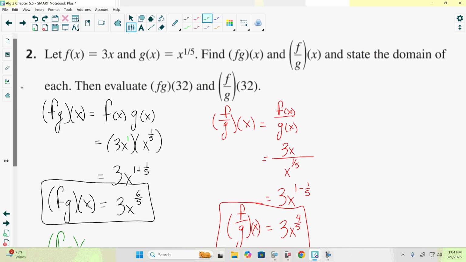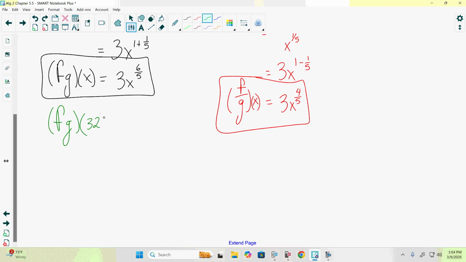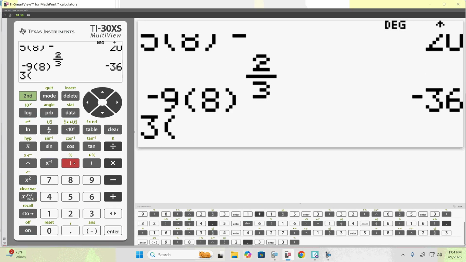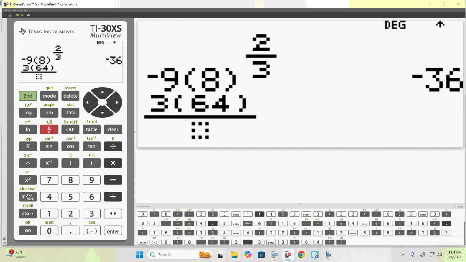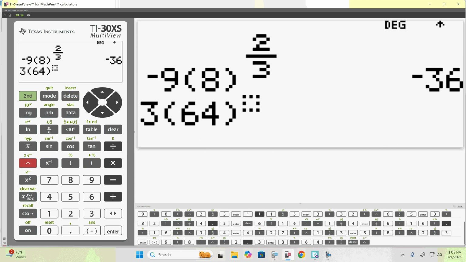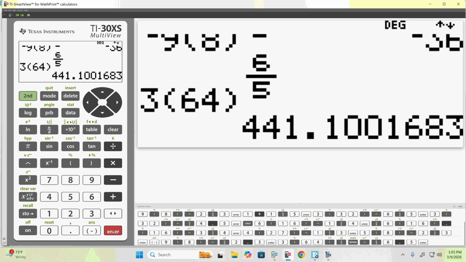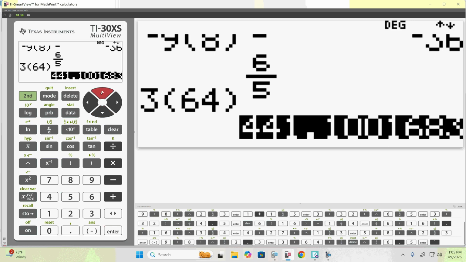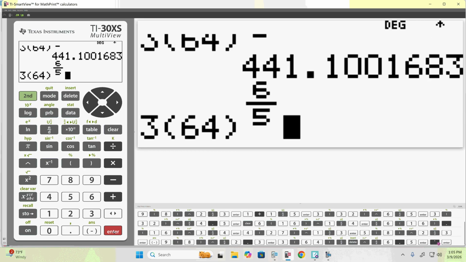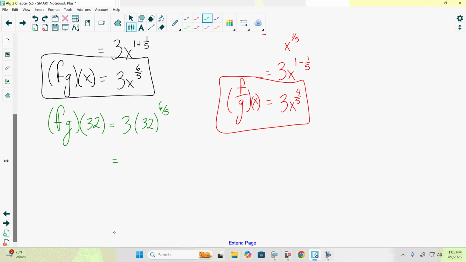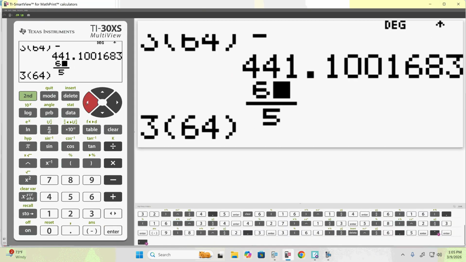Now this one, they wanted us to evaluate it when x is 32. So we have 3 times 32 to the 6/5, which is going to be not a big number, but it will be decent. Make sure I got the right number. 32. That makes more sense.